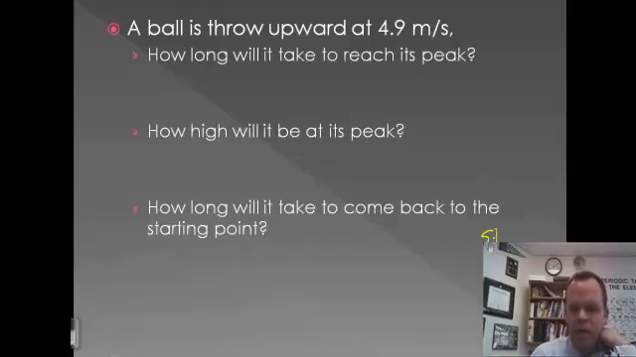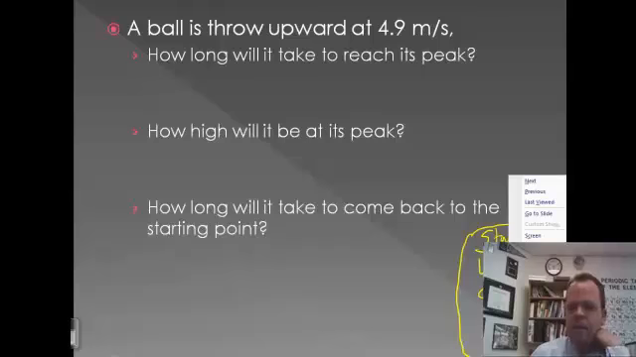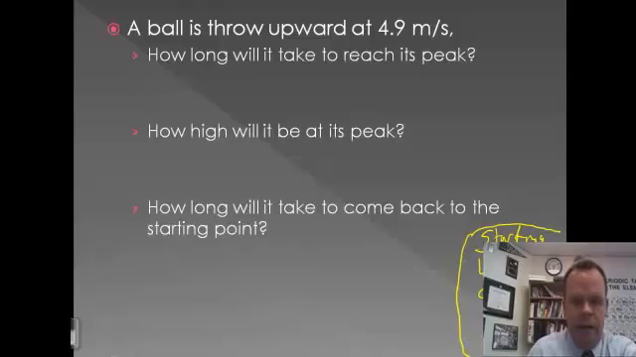Now my starting information, I'm going to put it down here in the corner, will be an initial velocity of 4.9 going upwards, an acceleration of 9.81 going down. So I need to make one way positive and one way negative. I'm going to make up positive in this case. So this is my starting information here for all the problems, which means if I make up positive, the acceleration must be negative because it's going down.